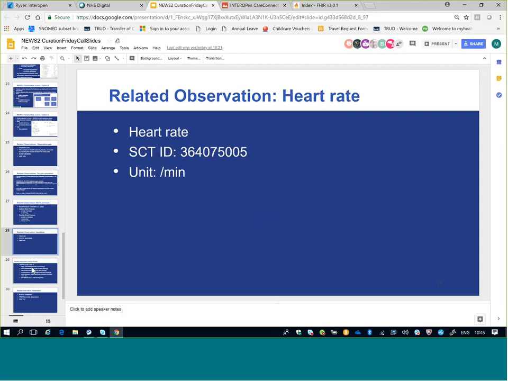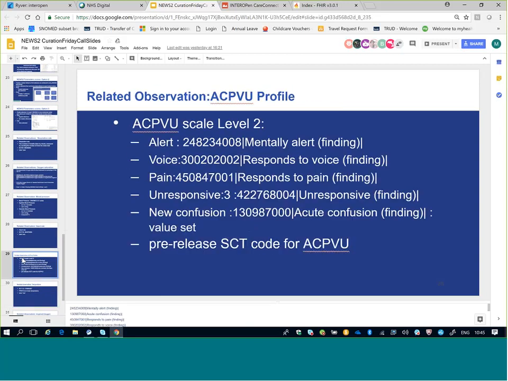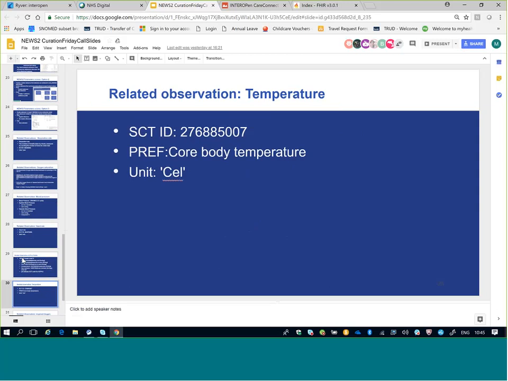Again, observation, heart rate is quite simple with a code value pair. And then we have the ACVPU profile, which will have a code for ACVPU to say this is the ACVPU scale in the observation.code, and a number of these values, which includes new confusion as per the guidance. And then it will link to a score, which will give you score 0 for alert and 3 for everything else.